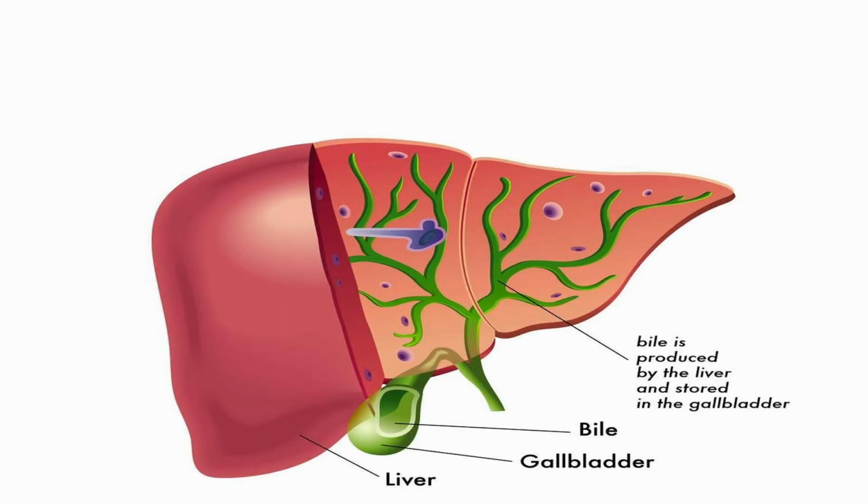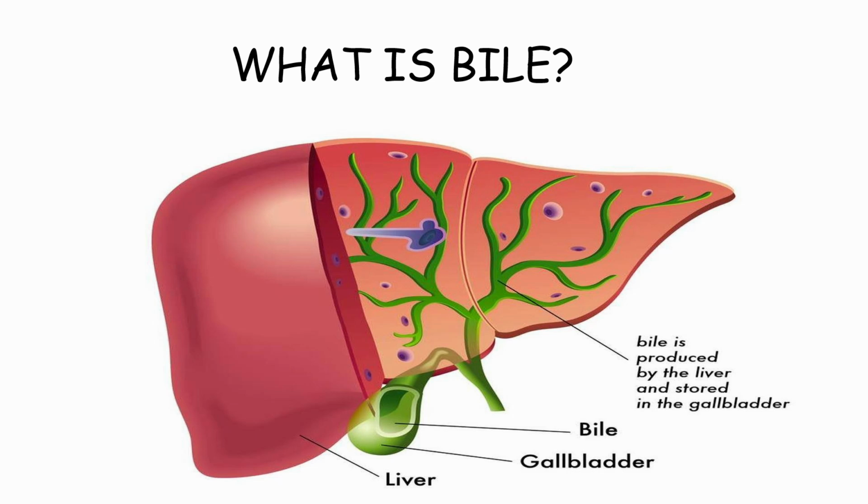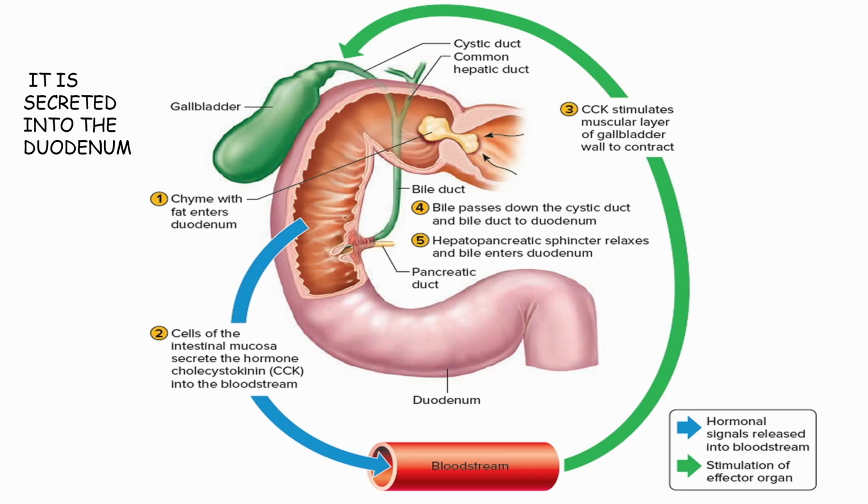So what is bile? This is a substance which is produced by the liver and stored in the gallbladder. From the gallbladder, it is secreted into the duodenum in response to the digested chyme reaching the intestine. So in this picture, you can see the chyme reaching the duodenum. This causes the production of cholecystokinin, which causes the gallbladder to contract, and this causes release of stored bile into the intestine.